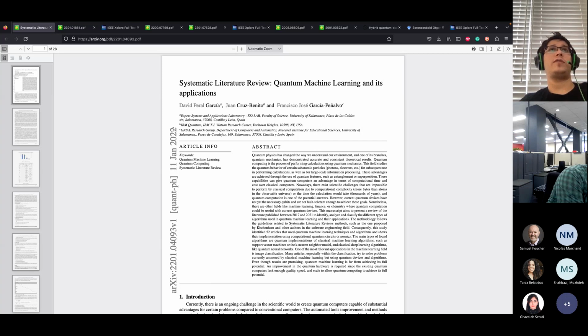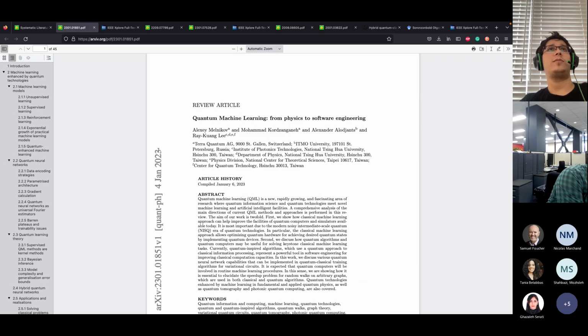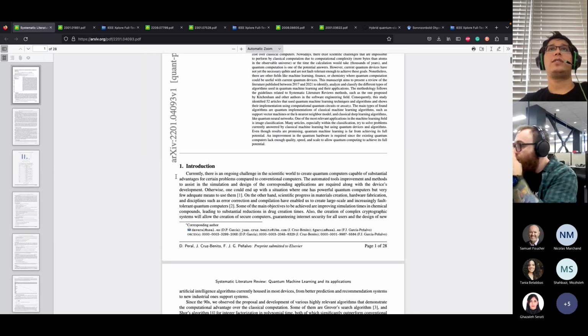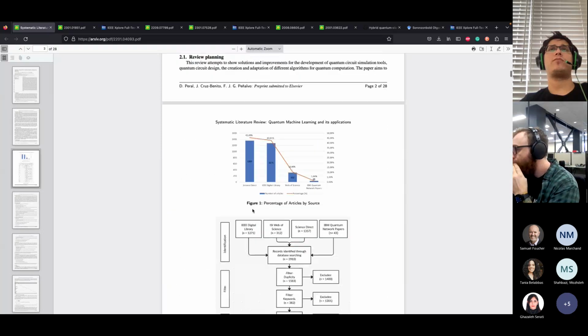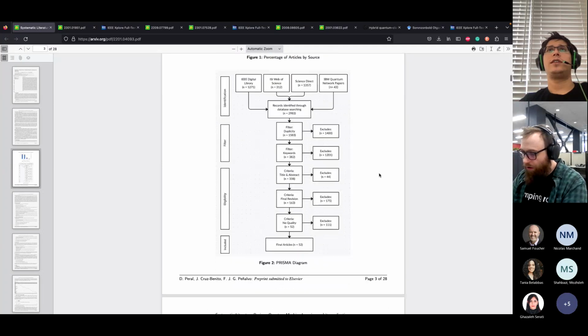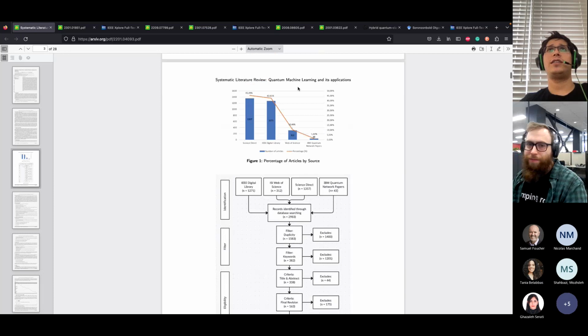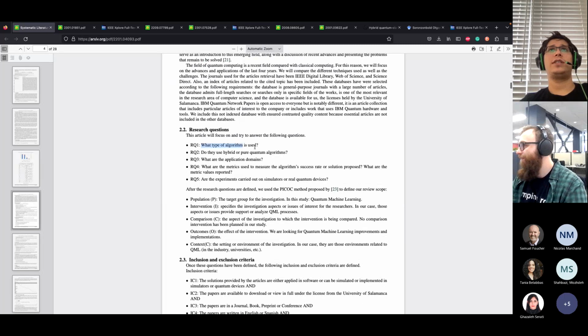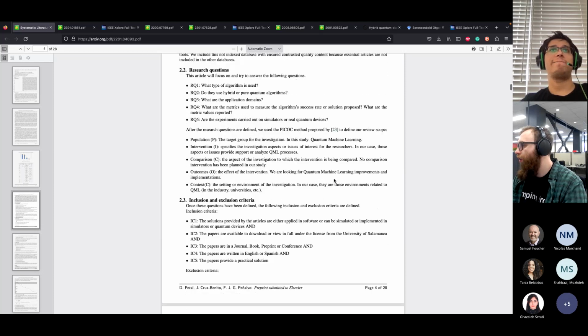This review paper is from 2022, and the other one is from this year. So this is going to be interesting. Let's look at the other one first. Let's see what they do. I think they have a whole diagram to explain how they look at the literature and how they filter the papers they're going to look at. These are the questions they ask themselves: what type of algorithm is used? Do they use hybrid or pure quantum algorithms? What are the applications? Are experiments carried out on a simulator or real quantum devices?